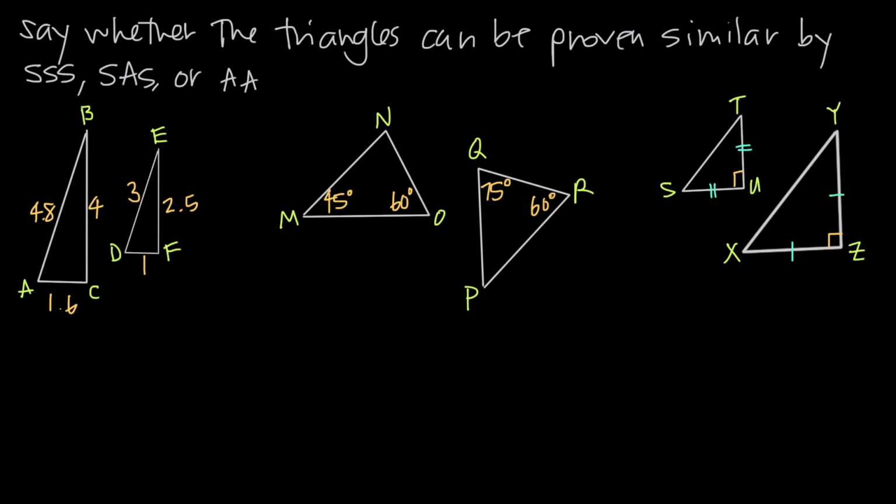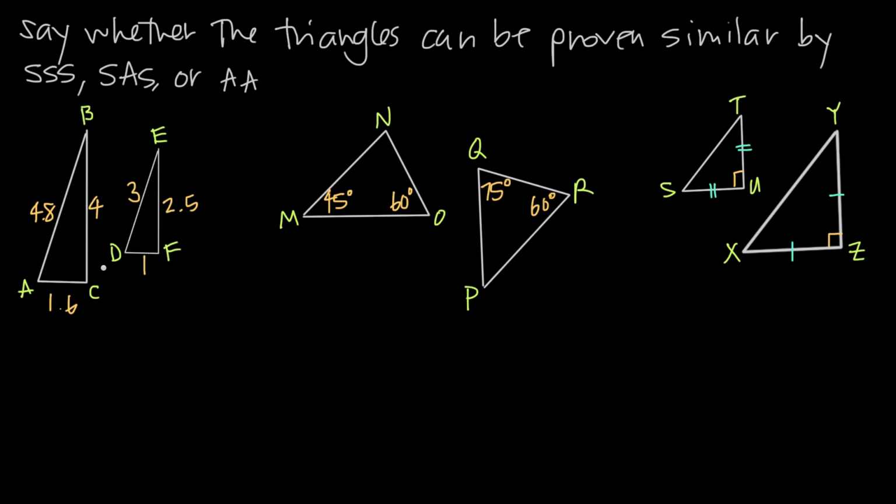In this video, we're talking about how to prove whether or not two triangles are similar by the side-side-side similarity theorem, side-angle-side similarity theorem, or angle-angle similarity theorem. And we've got a couple different examples here. The first one we're going to talk about is this first example.